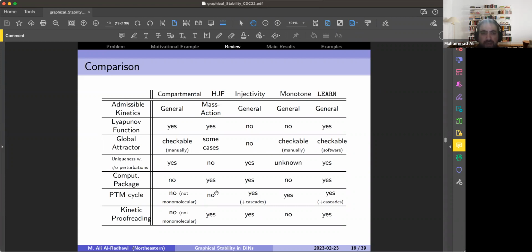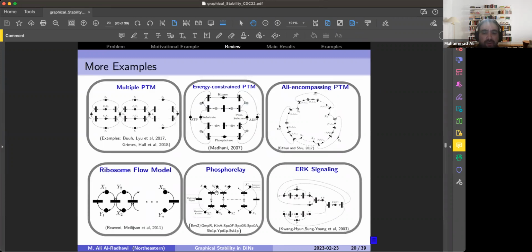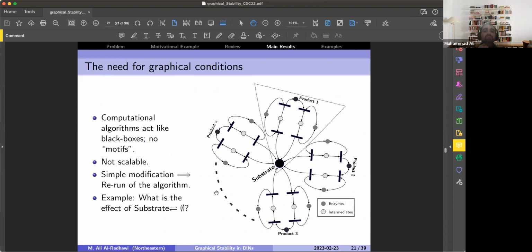So this is a quick review of the setup. The new work that I'm describing is the need for graphical conditions. For instance, let's look at this network. We have a substrate and multiple enzymes acting on this substrate to generate products. So we have one substrate and many products: product 1, 2, 3, up to n.